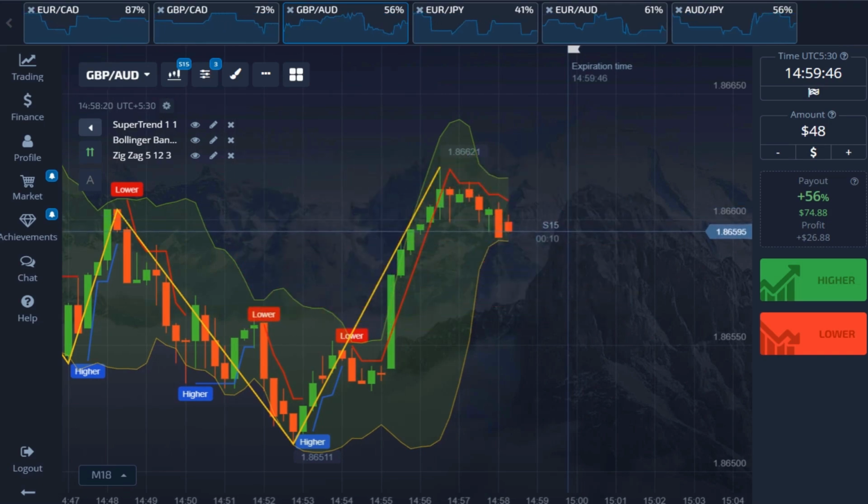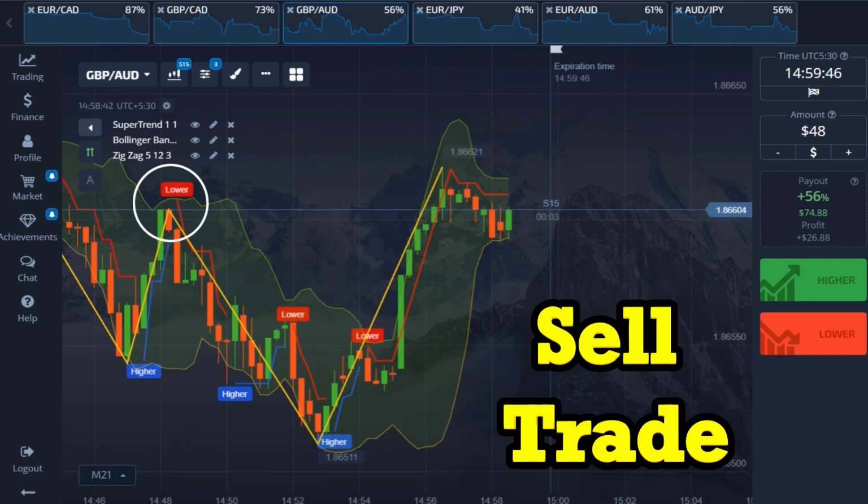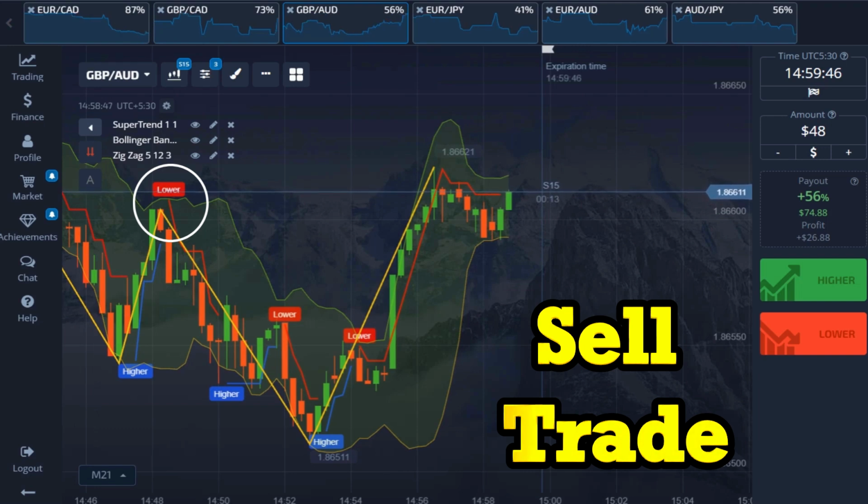For sell trades, wait for the candle to touch or close above the upper Bollinger Bands line. The zigzag line should appear above the candle. If the Supertrend indicator then generates a sell signal, it's time to enter a sell trade.